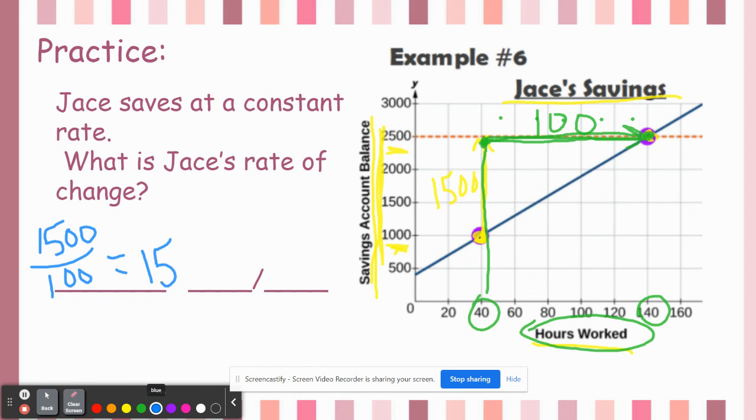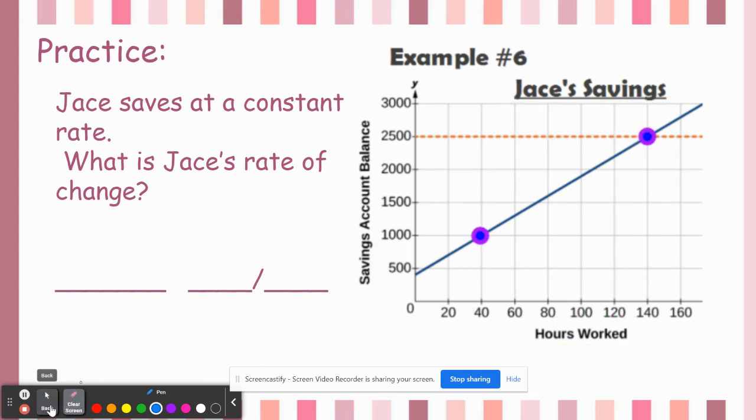And then we need to label it. So savings account balance. So balance, let's just abbreviate, per hour. Okay, hour worked, I guess. Sorry, this pen is not very good, so you have to understand and forgive me.